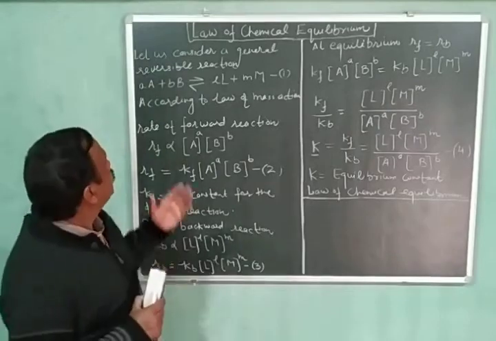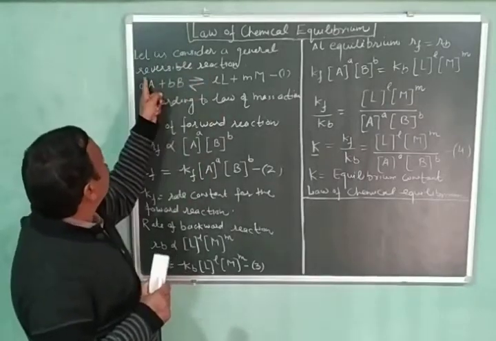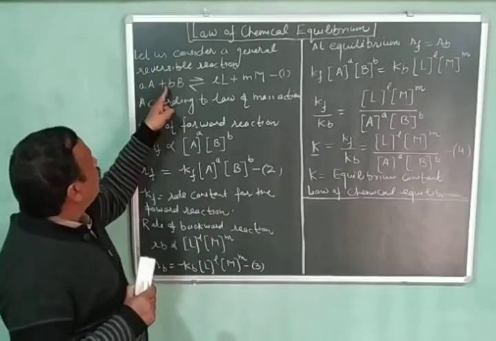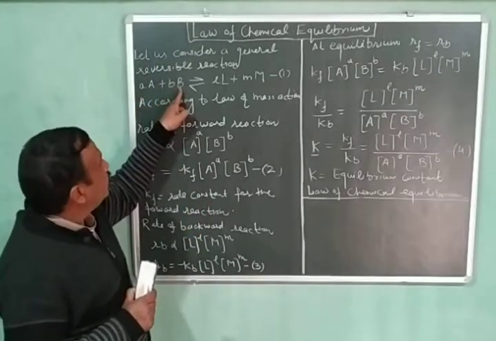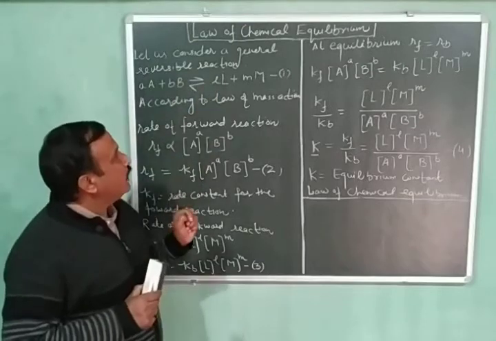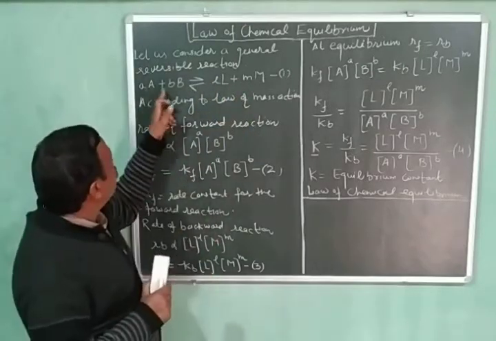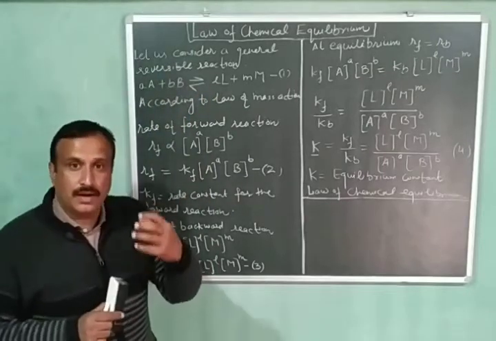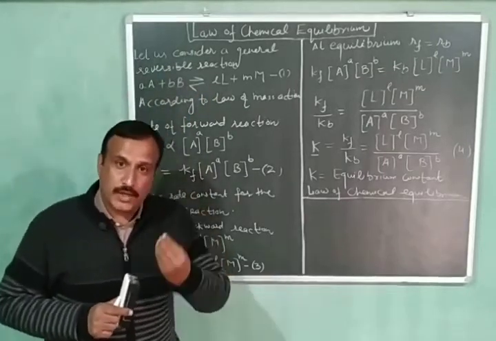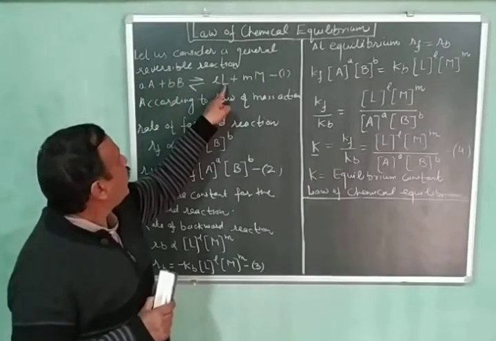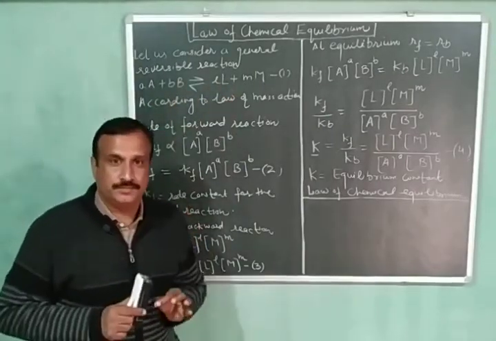To derive it, let us consider a general reversible reaction in which a moles of A are reacting with b moles of B, giving us l moles of L and m moles of M. And these a, b, l, m are also called the stoichiometric coefficients of A, B, L and M respectively.